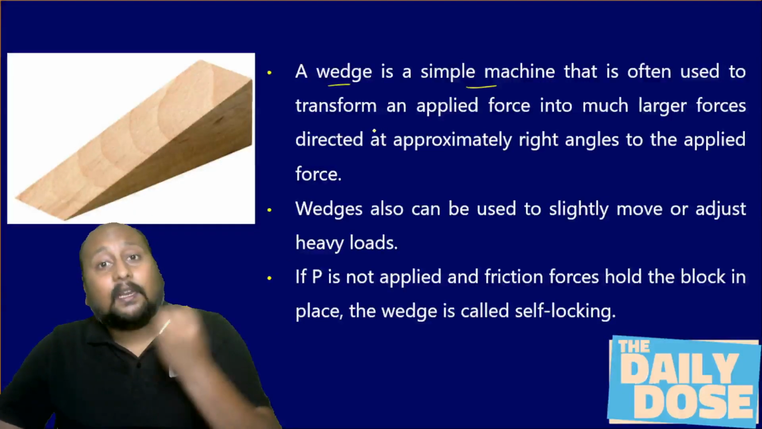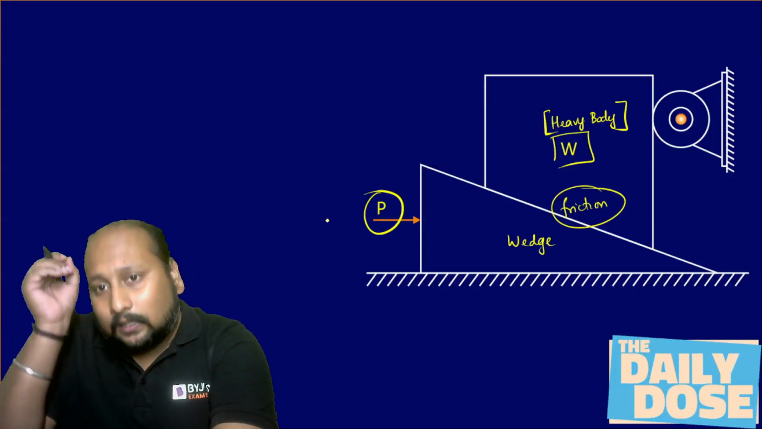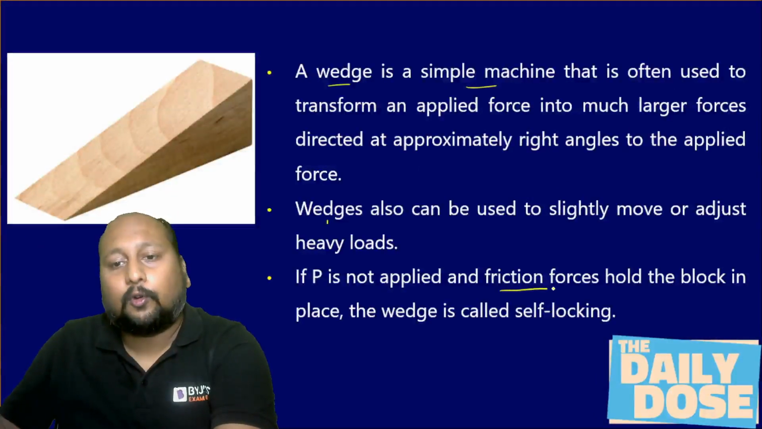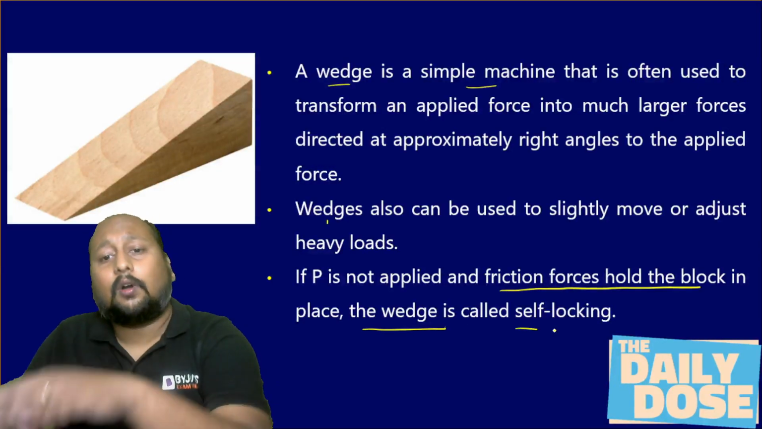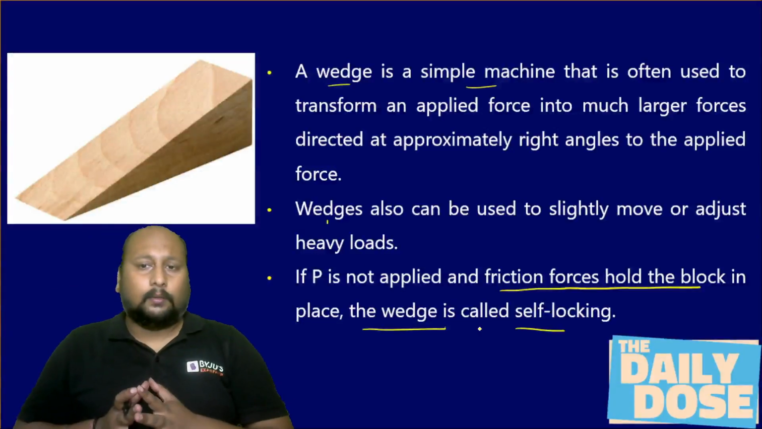And even if you're not applying this force P, this heavy body will be at that position. Why? Because the friction force will be holding this block, and that is the reason we always call this wedge a self-locking simple machine.